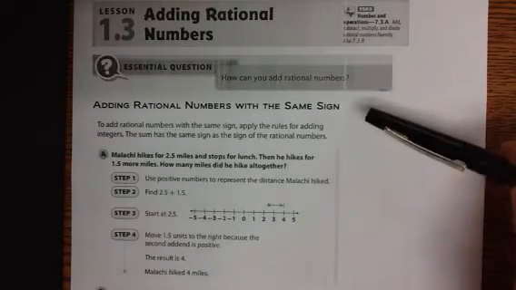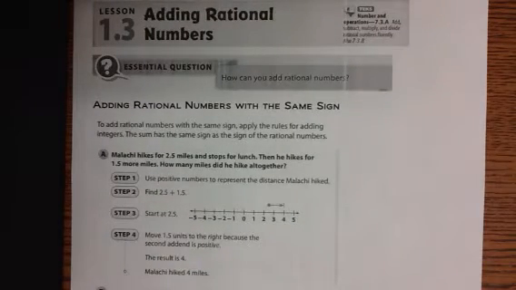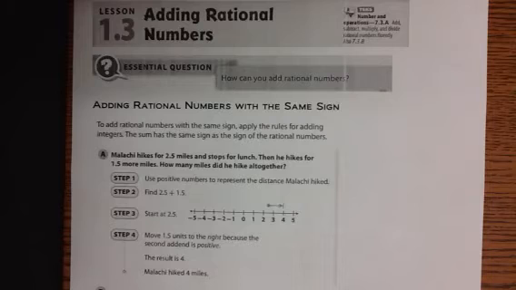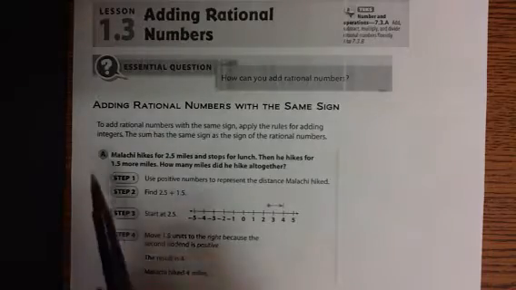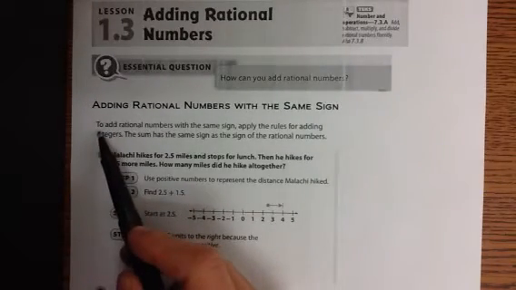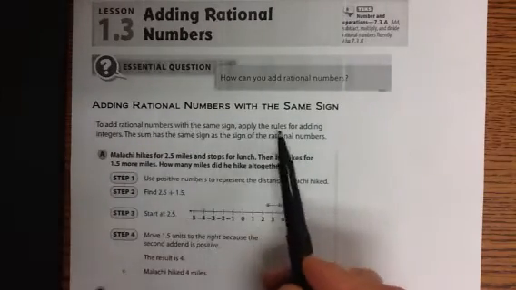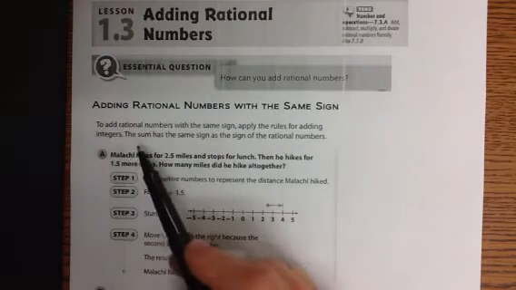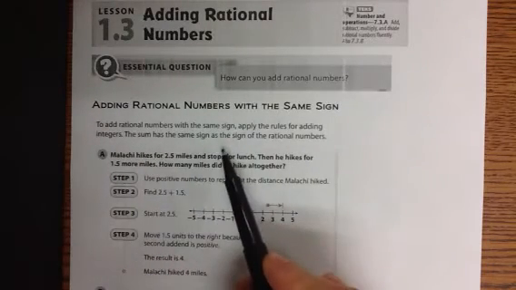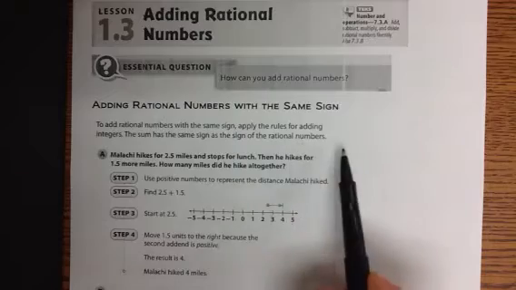Again, remember, you're going to be writing down everything I write down on my notes, so your notes should look exactly like mine, and any questions you have in the margin so that we can go over them tomorrow in class. So when we add rational numbers with the same sign, we apply the rules for adding integers. The sum has the same sign as the sign of the rational numbers.